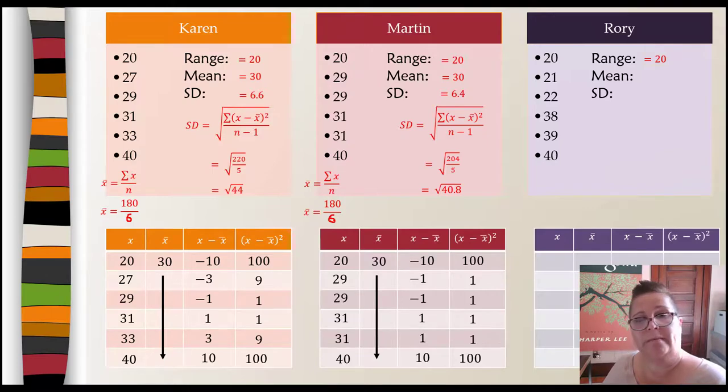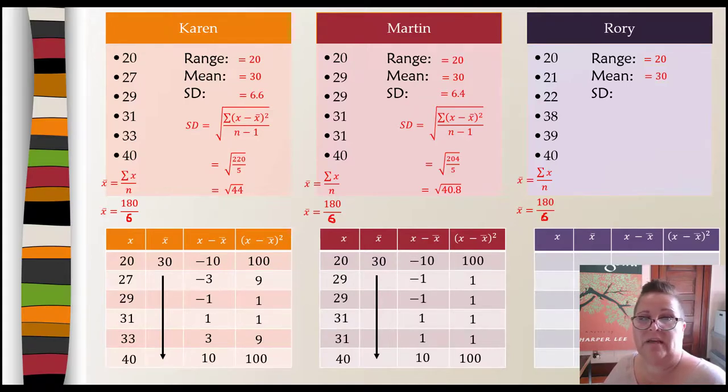That's a difference of 20. The mean would be the total of all of those, the sum of all the x's divided by the number of data points, which is 6. And 180 divided by 6 is indeed 30. So this gives us a mean again of 30.